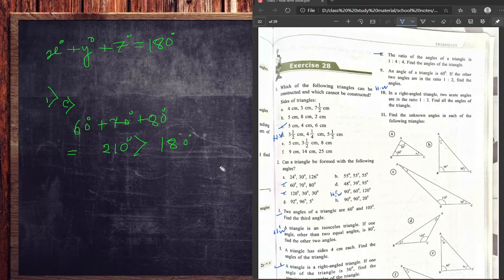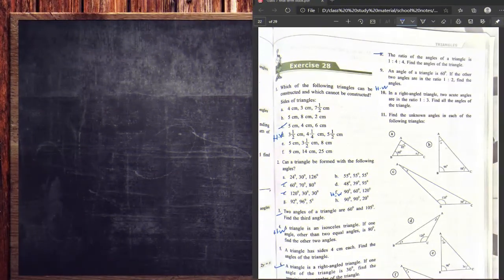So it is very much easy. Similarly, you can do the further ones as well. In this part 3, what is given? Two angles of a triangle are 60 and 105. Then find the third one. So let the third one be x degree. What I told you, the condition of angles, is that if you add all three angles together, it will always give you 180 degree.